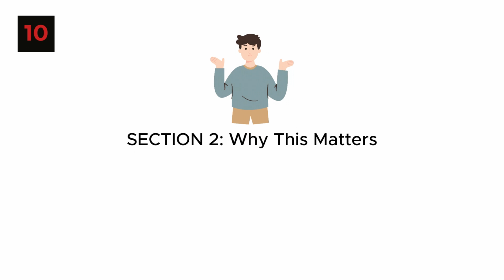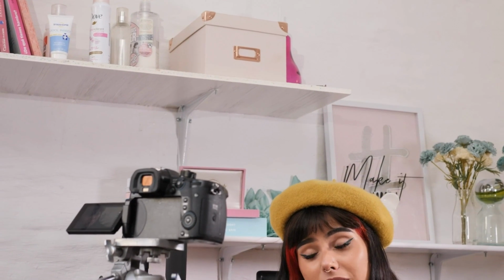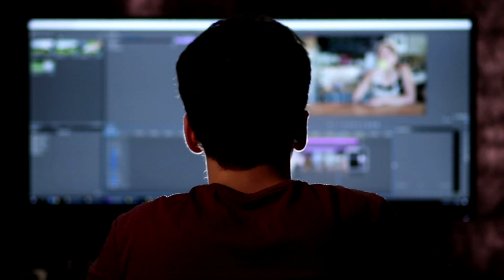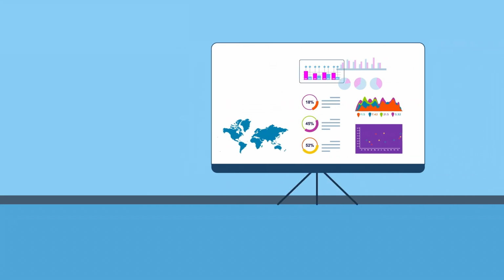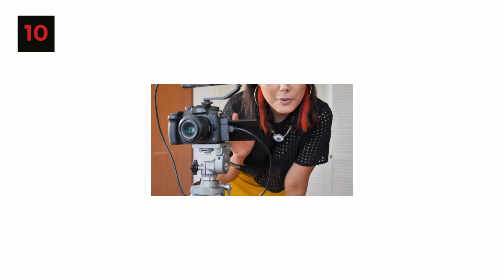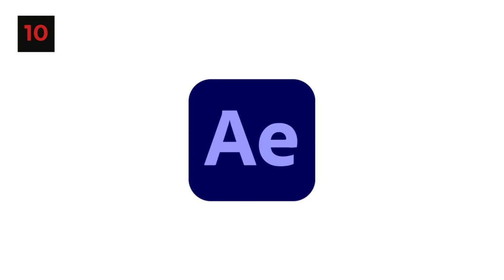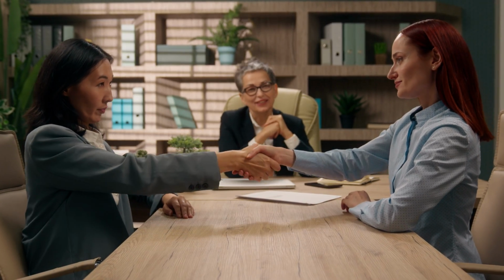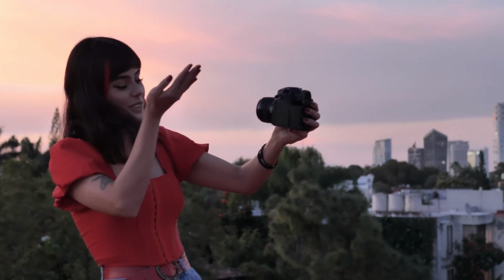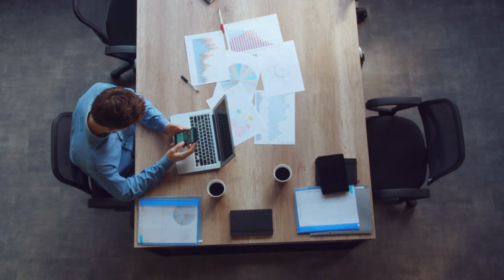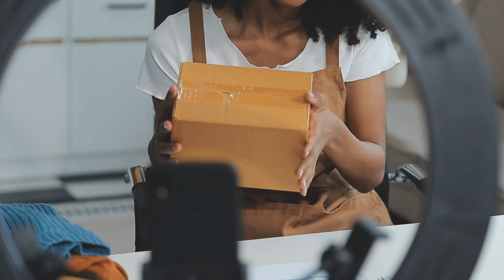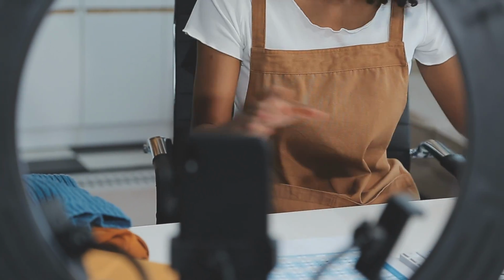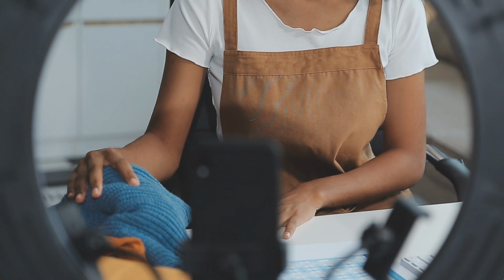Section 2. Why this matters. Before tools like this, video creation had two major barriers. 1, equipment, and 2, editing skills. Now, both are optional. You don't need a camera, you don't need After Effects, you don't even need footage. Example, let's say you run a real estate business. Instead of filming every property, you could generate cinematic previews using AI. Or you're a YouTuber. You can create B-roll, storytelling visuals, or even entire scenes without shooting anything.